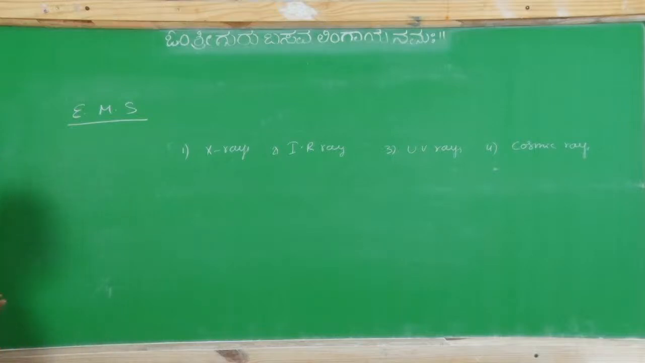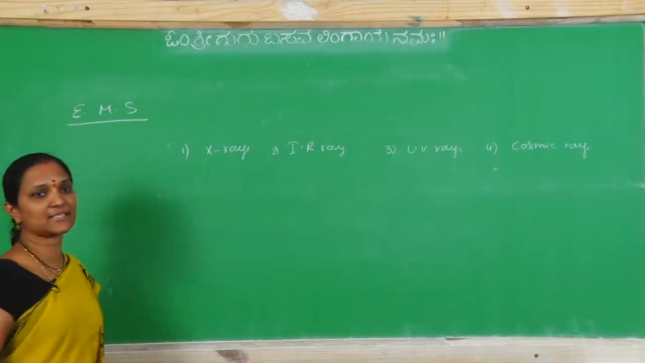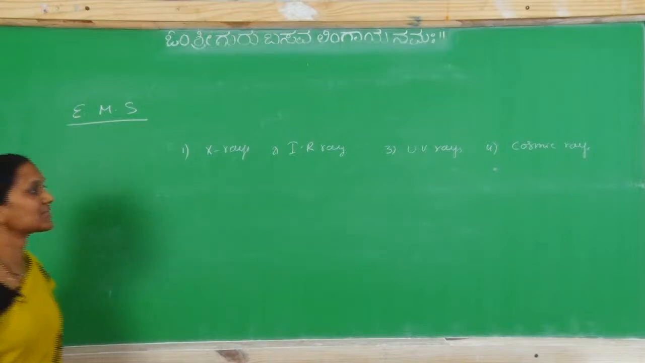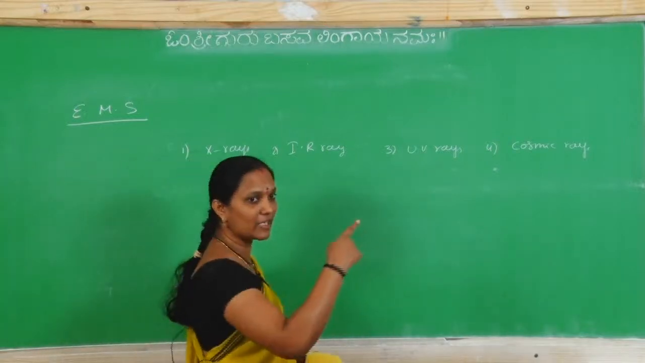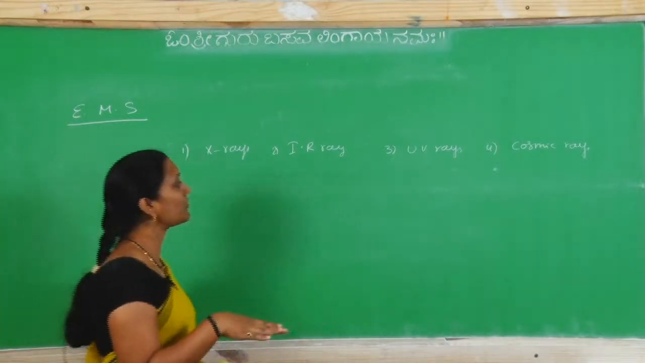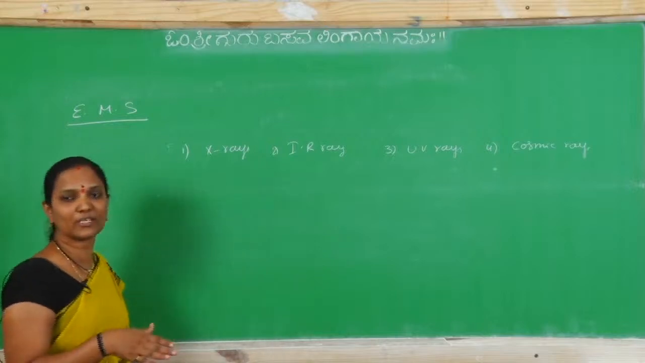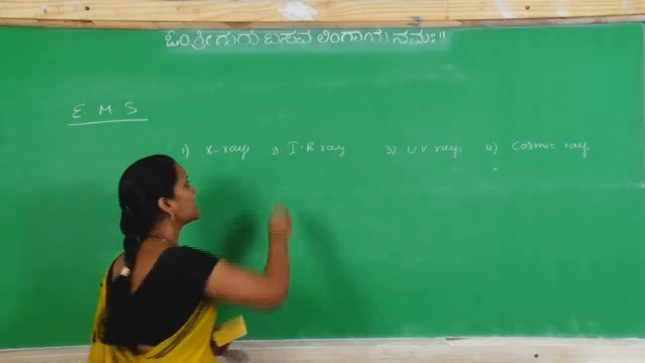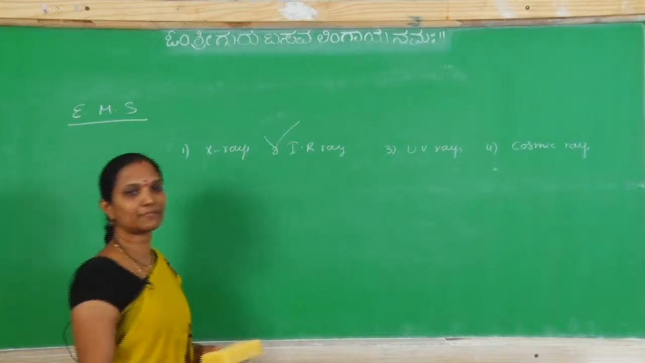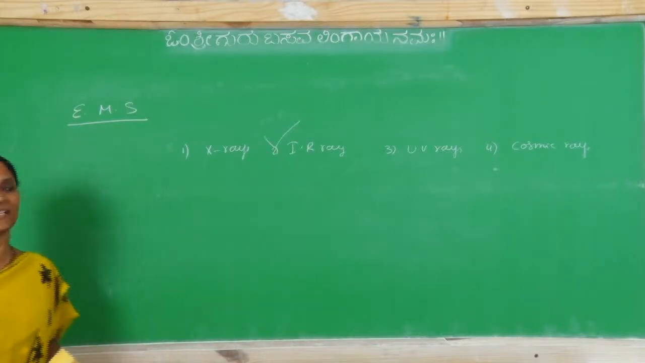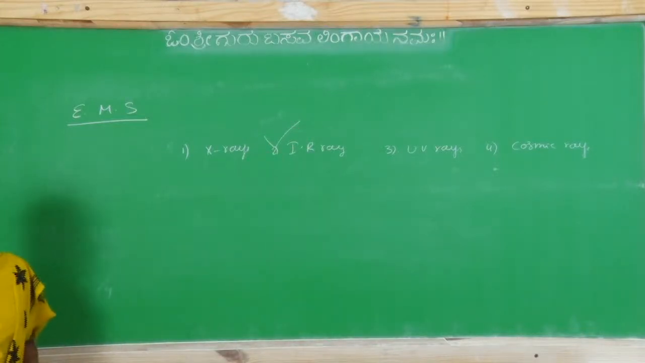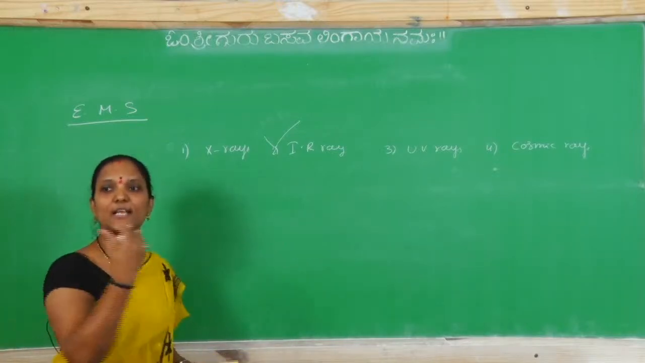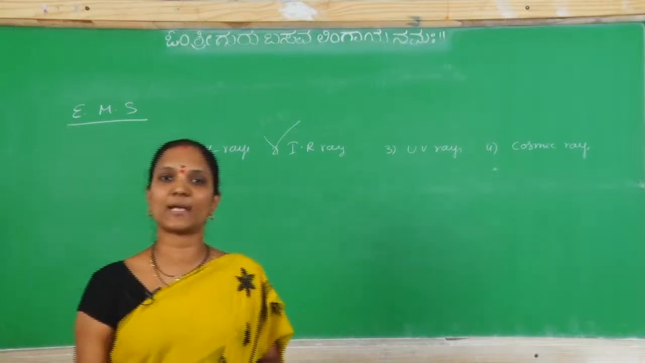What is the order? Cosmic rays, gamma rays, X-rays, UV rays, visible rays, IR rays, microwaves, radio waves. Radio waves are highest, but radio is not given. Microwaves next, but microwaves are not given. Then IR rays, and IR is given. So the answer is the second option: IR rays. Just this order we have to practice. That arrangement is the electromagnetic spectrum.